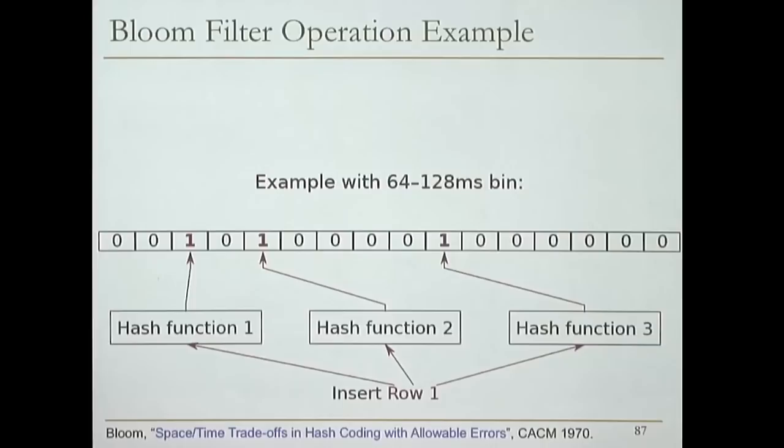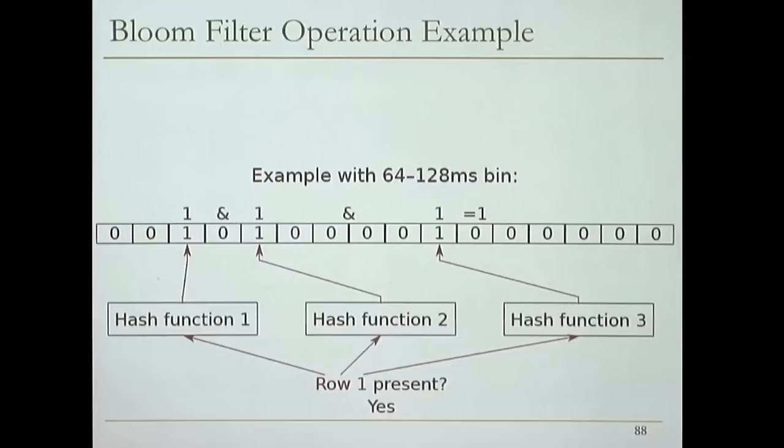Now, the reason we have multiple hash functions is because if your filter is small, if your bit vector is small, multiple elements can map to the same bit. And then you have aliasing. Right? So if you use three different hash functions that are different functions, what you get is three different bits. The presence of row one is indicated by all of those bits being set to one at the same time, which reduces the probability of multiple different addresses mapping to the same bits. Okay, so this is how you insert a row into a Bloom filter.